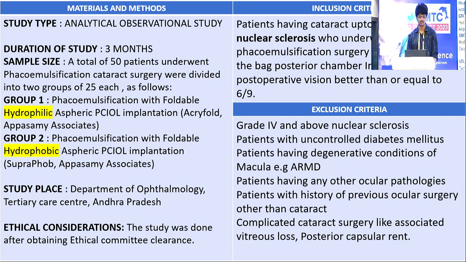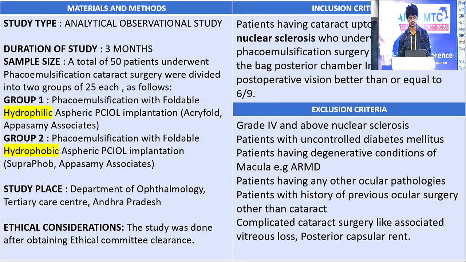This is an analytical observational study done over a period of 3 months with a total of 50 patients. We divided the patients into two groups. Group 1 received a hydrophilic aspheric PCIOL, whereas group 2 received a hydrophobic aspheric PCIOL. We included a specific category of patients: those who have grade 2 to grade 3 nuclear sclerosis and who underwent uneventful phacoemulsification, with the IOL placed in the bag and post-operative vision of 6/9 or better.